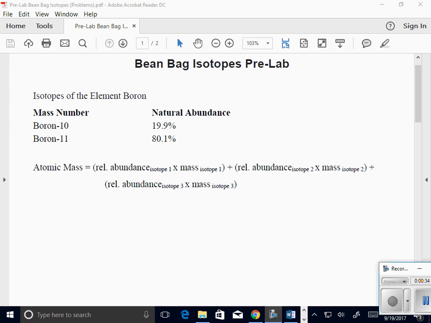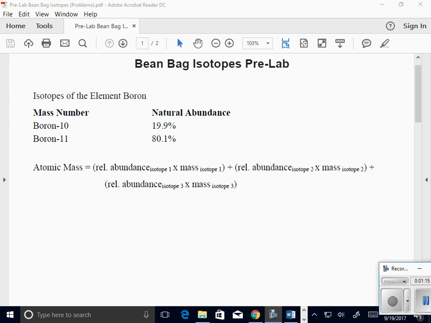Okay, who's got their periodic table handy? What's the number for the atomic mass of boron? 10.811. Okay, 10.811. Well, what we need to do is, the atomic mass is equal to the relative abundance of isotope 1 times the mass of isotope 1, plus the relative abundance of isotope 2 times the mass of isotope 2. Now, we only have 2 isotopes for boron, so that whole bottom part of relative abundance of isotope 3, I don't need that. I only need the top 2.